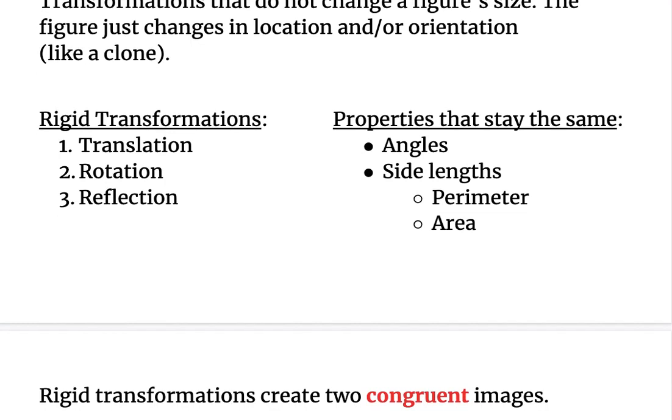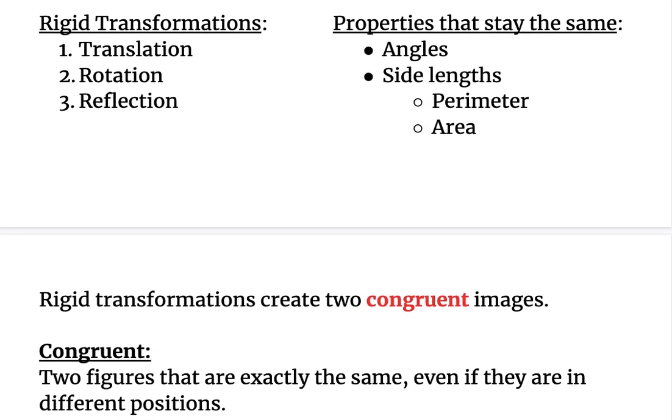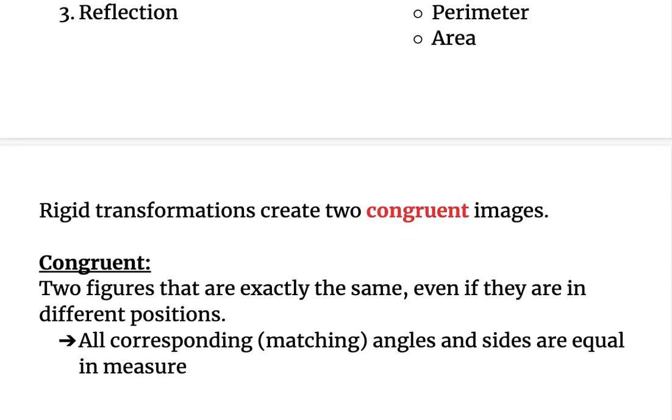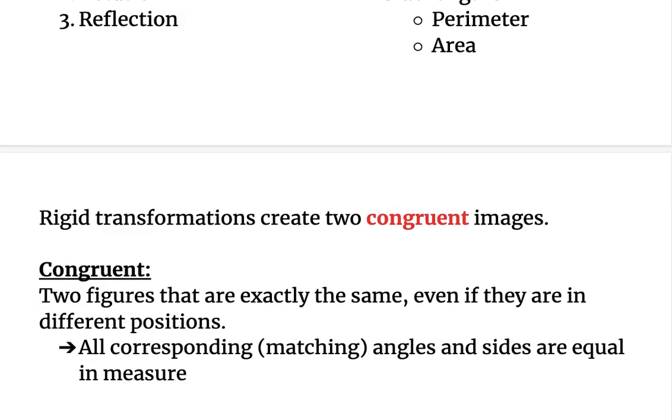Now, because the rigid transformations just create an extra clone, they actually create what we call two congruent images. So it's a new vocabulary word, congruent. So whenever you see two figures that look exactly the same, they're congruent images. Congruent is when you have two figures that are exactly the same, even if they're in different positions.